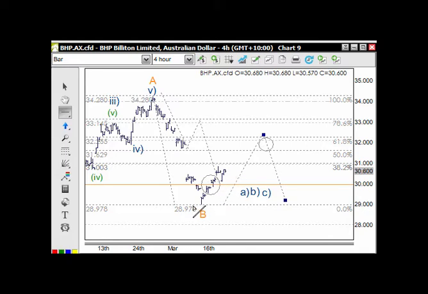I can see here that we've got like a little impulse wave here. So it's a nice little pattern here. So we should get to this point here.